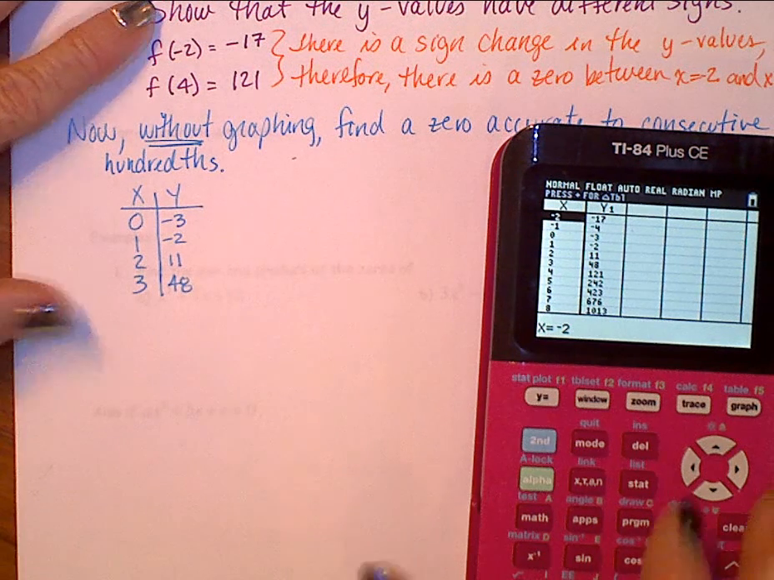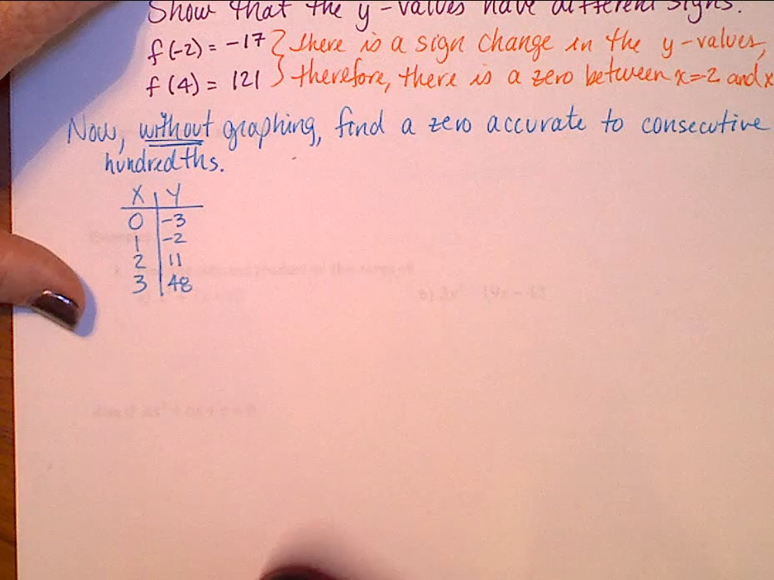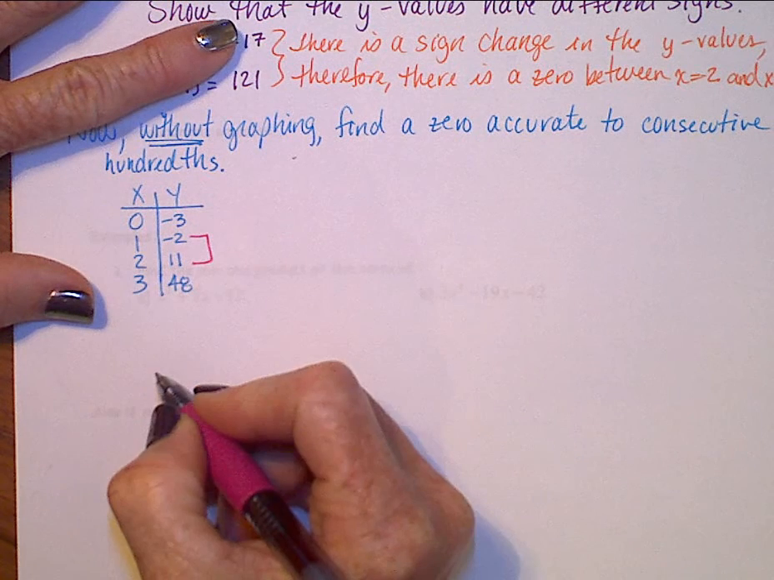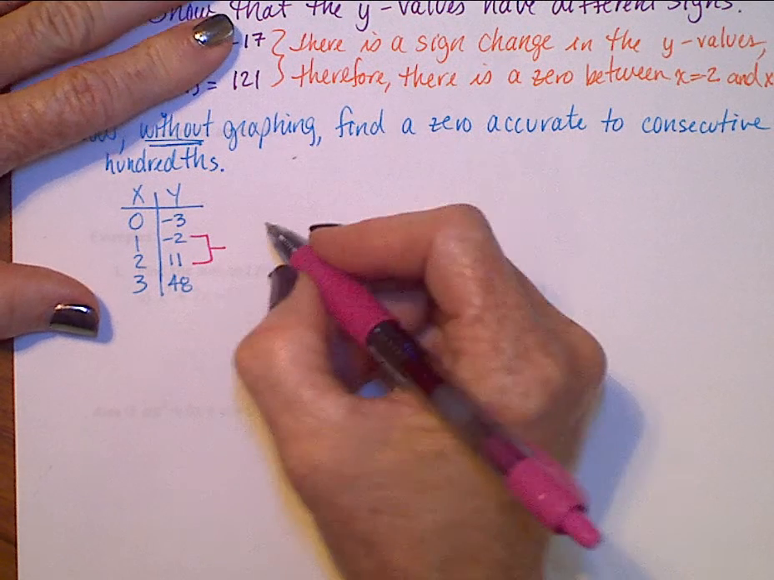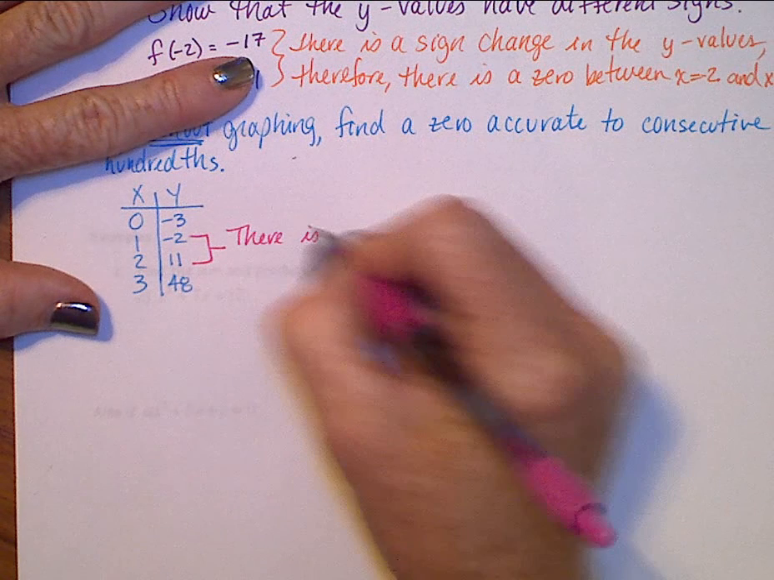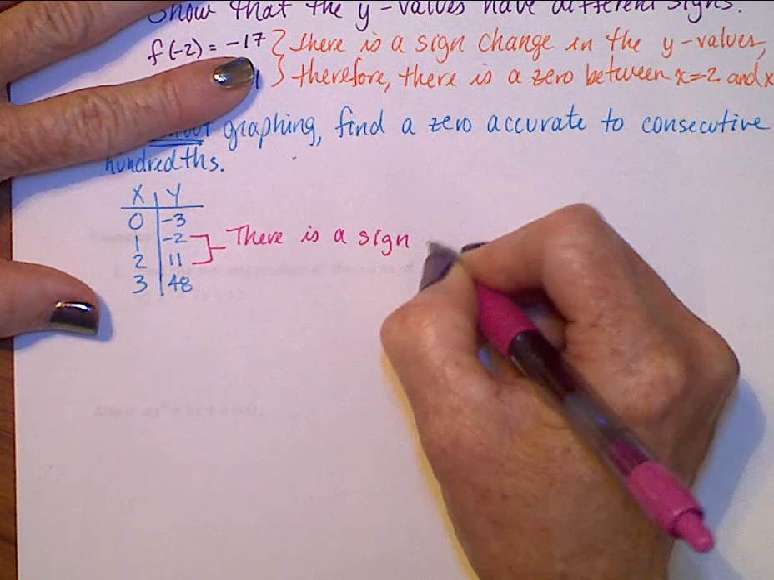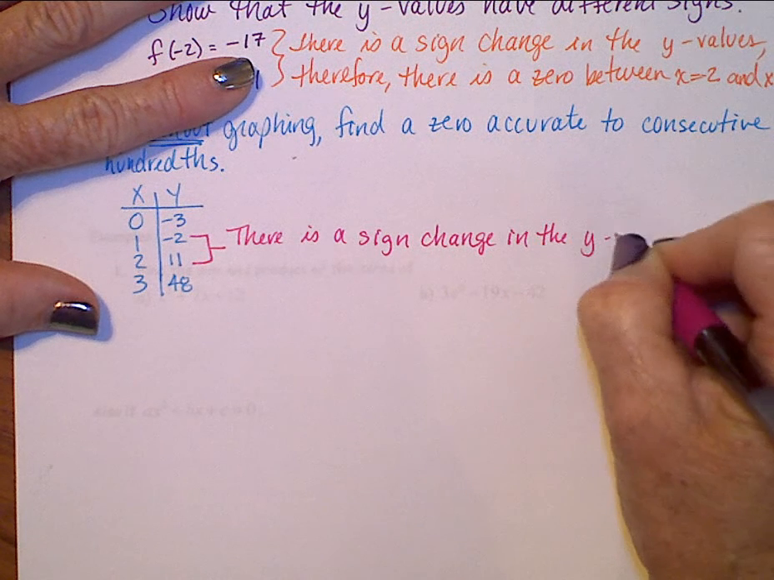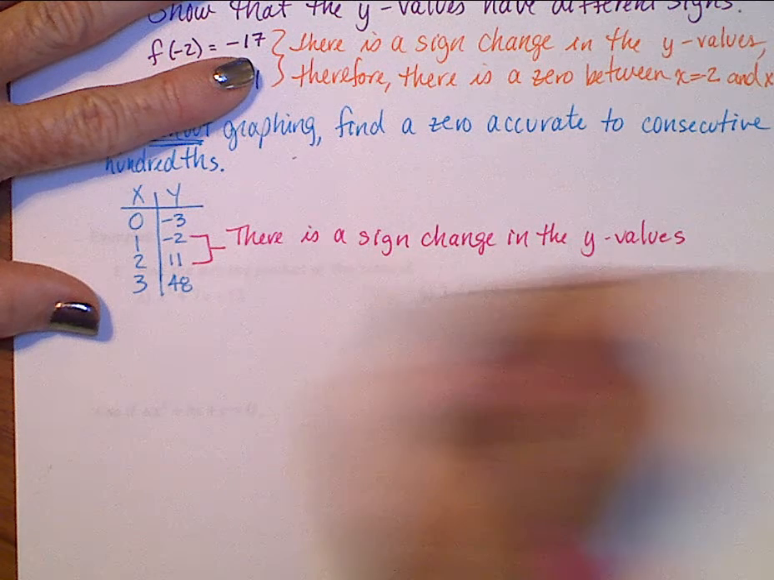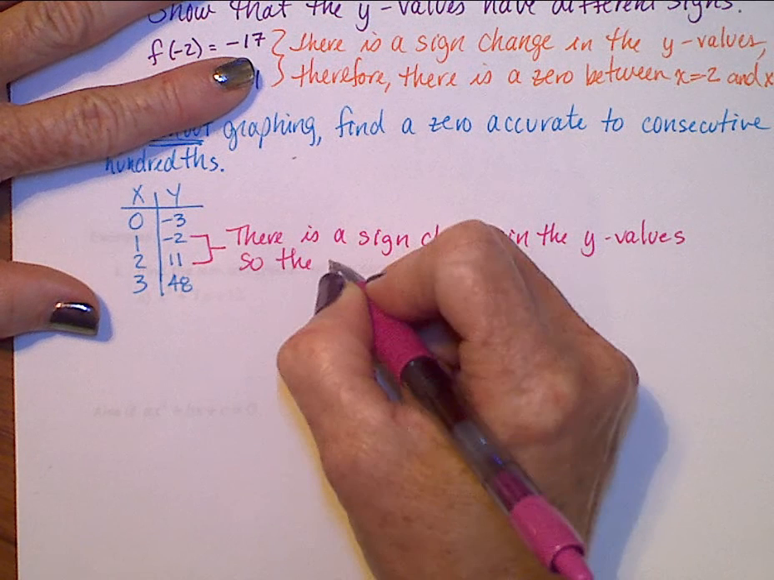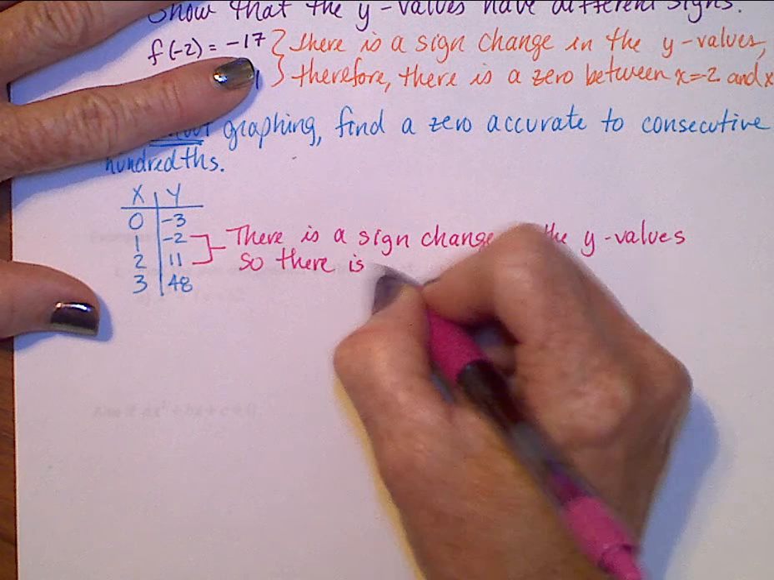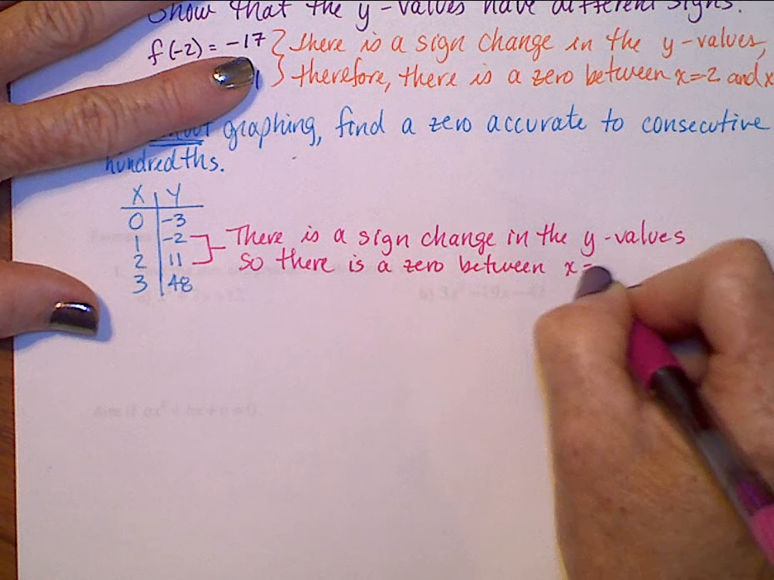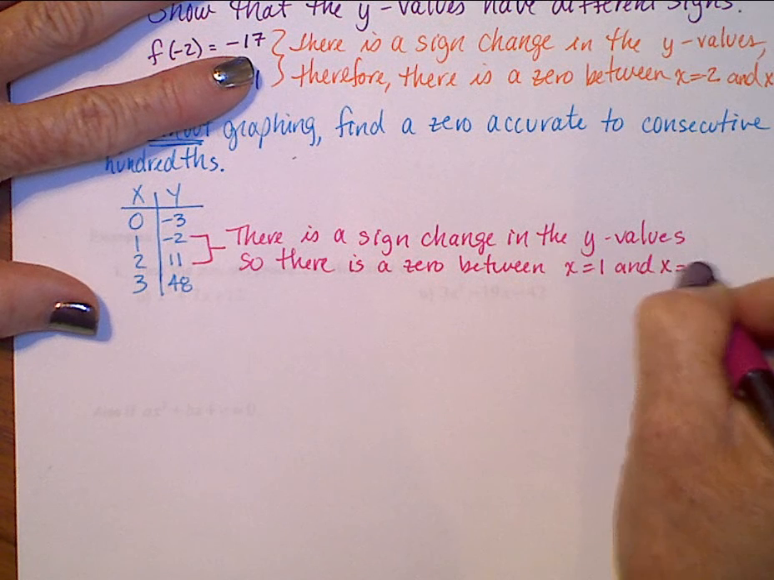Okay? Now, I want you to identify this on paper so that somebody reading can figure out what you're doing. So right here, we're going to say there is a sign change in the y values. So there is a 0 between x equals 1 and x equals 2.